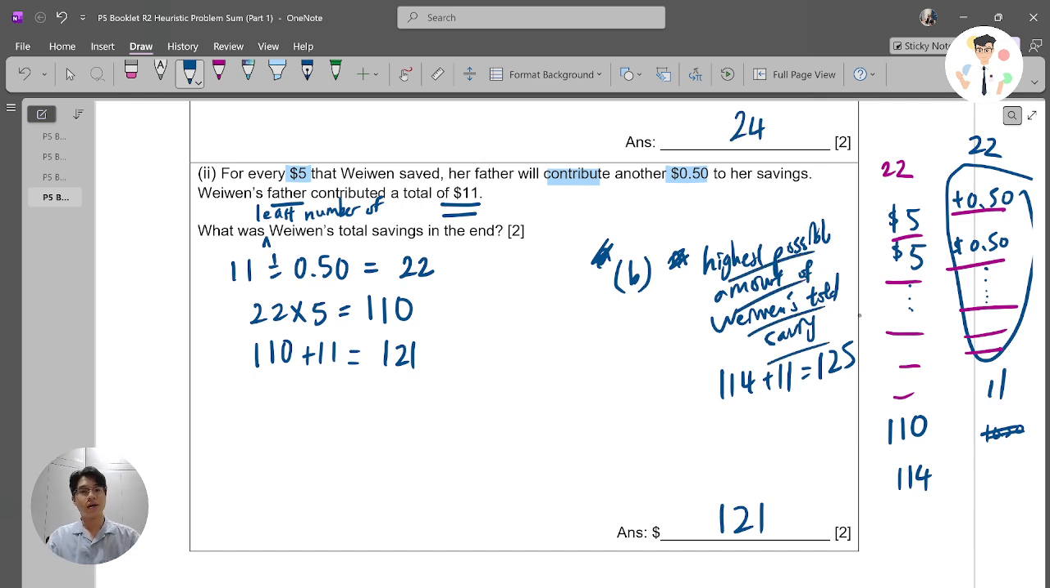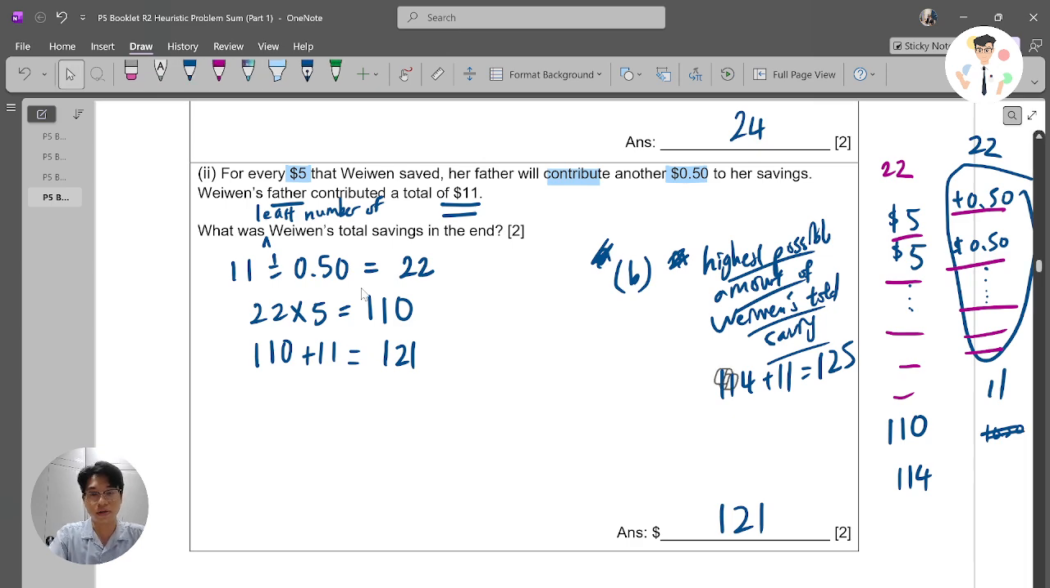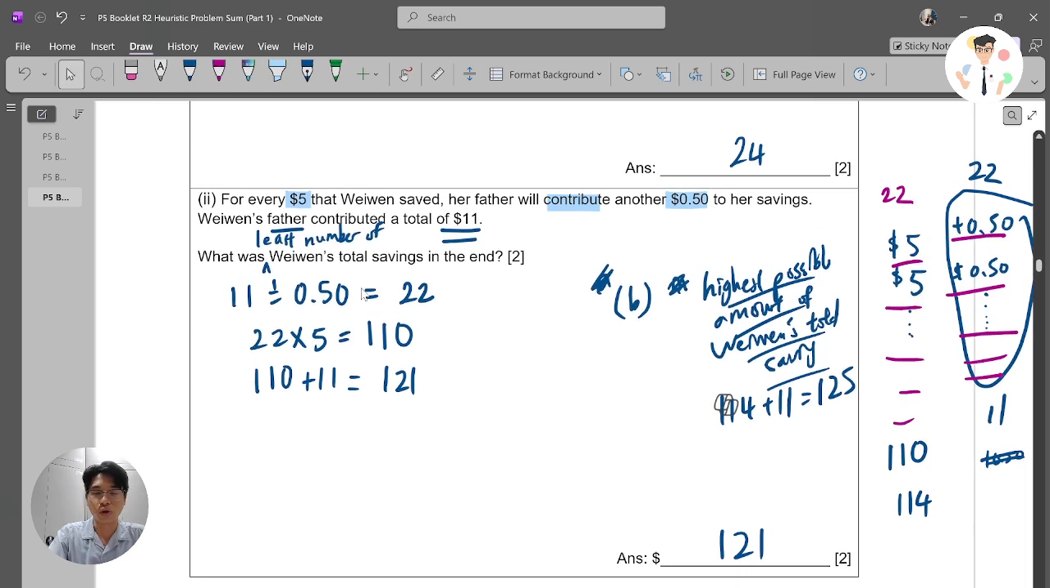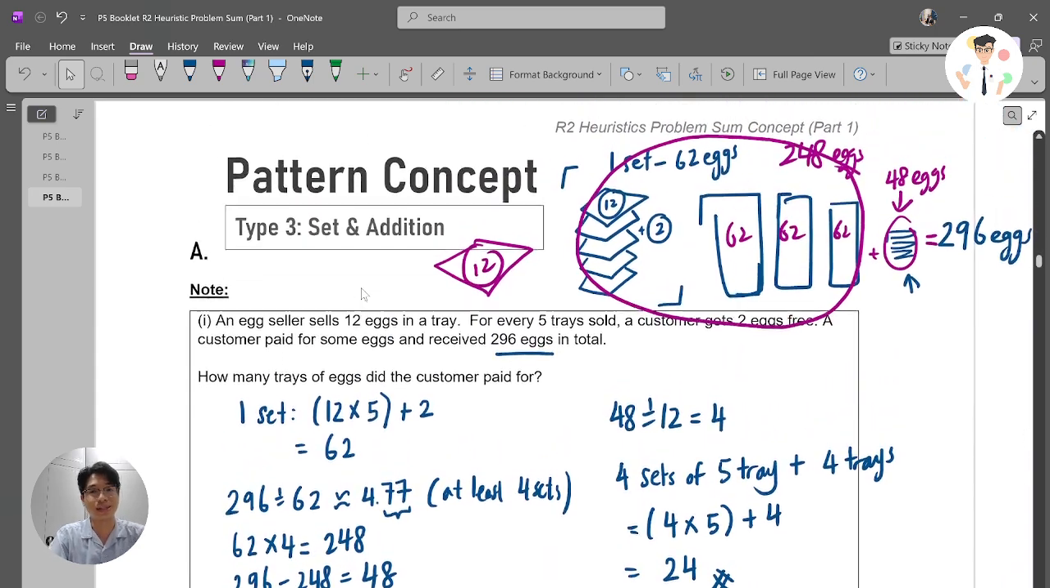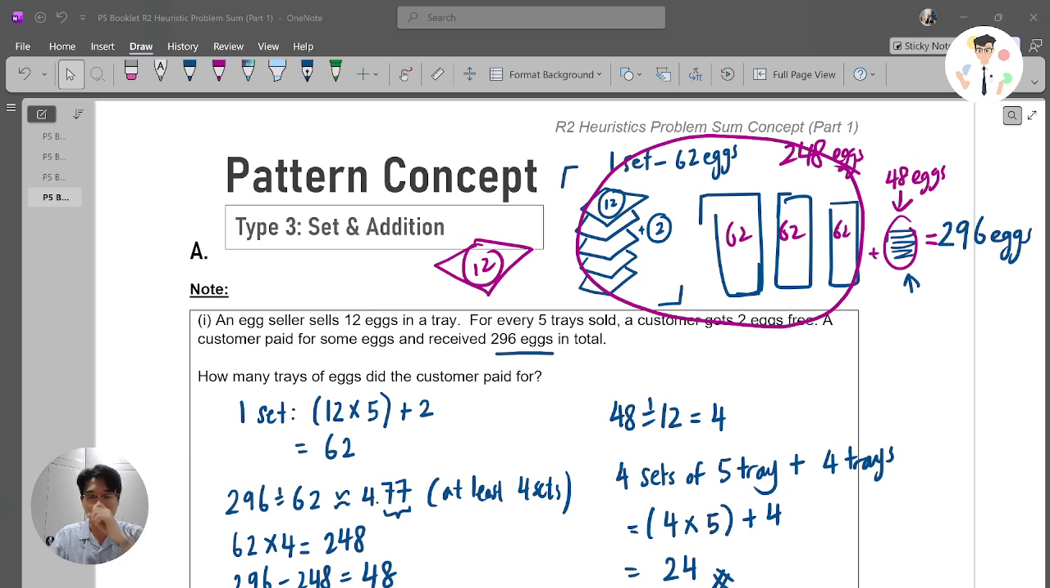That is basically another example of a set and addition question. It is not a topic that I will put a lot of focus on because it's not as common as the rest of the pattern concept, but it's still good and important to take note of questions like this. I hope you learned something, and thank you. See you.